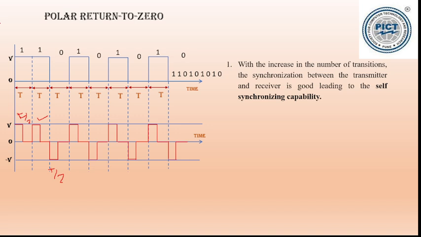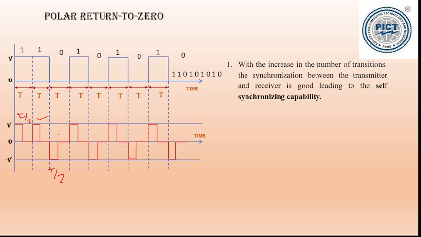So how are the transitions increased here? One is represented by plus V volt, but that is for half of the time period of the T, that is T by 2. Okay. Then next is again plus V, return to 0. So for every one it is returning to 0 for half of the pulse width, that is T by 2, and represented by plus V. So every time at the receiving end, whenever it is getting plus V volt for T by 2, it will be indicating that there are consecutive ones.